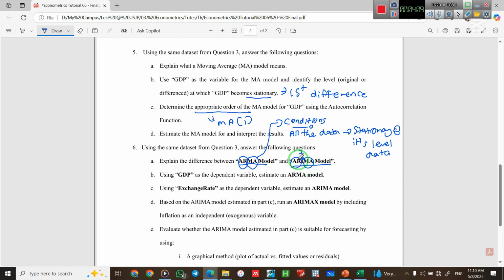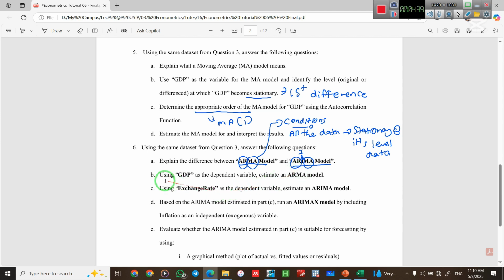So in here the AR is the AR model, MA is the MA model, and I is representing the level of integration or level of differencing in the model. So that is the difference between the ARMA model and the ARIMA model. In the ARMA model, all the data should be stationary at its level data, and to run the ARIMA model, your data should be stationary at the first difference or the second difference, right?